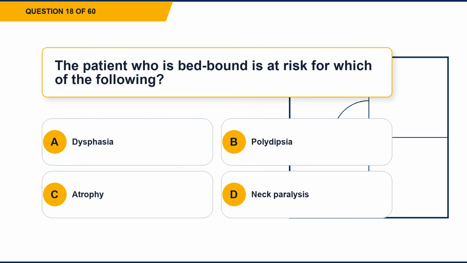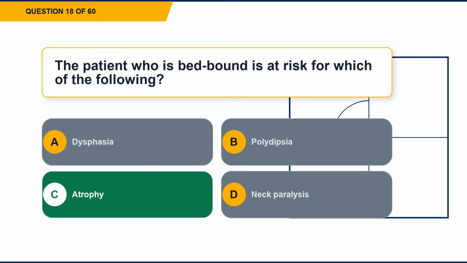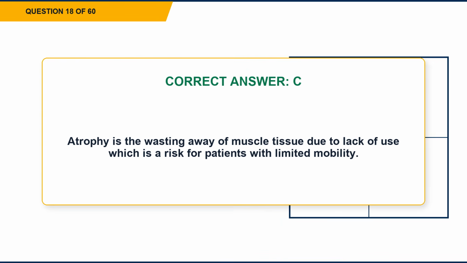Question 18. The patient who is bedbound is at risk for which of the following? Option A. Dysphagia. Option B. Polydipsia. Option C. Atrophy. Option D. Neck paralysis. The correct answer is option C. Atrophy. Explanation. Atrophy is the wasting away of muscle tissue due to lack of use, which is a risk for patients with limited mobility.